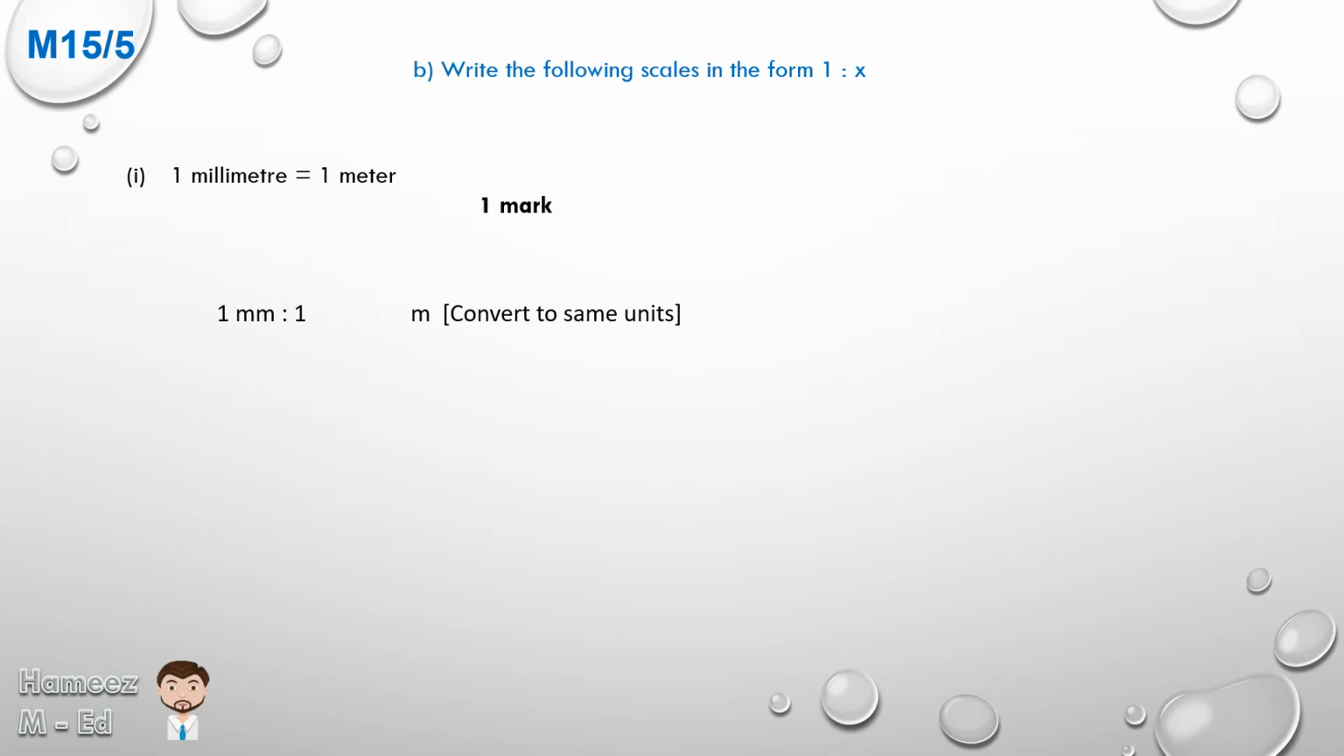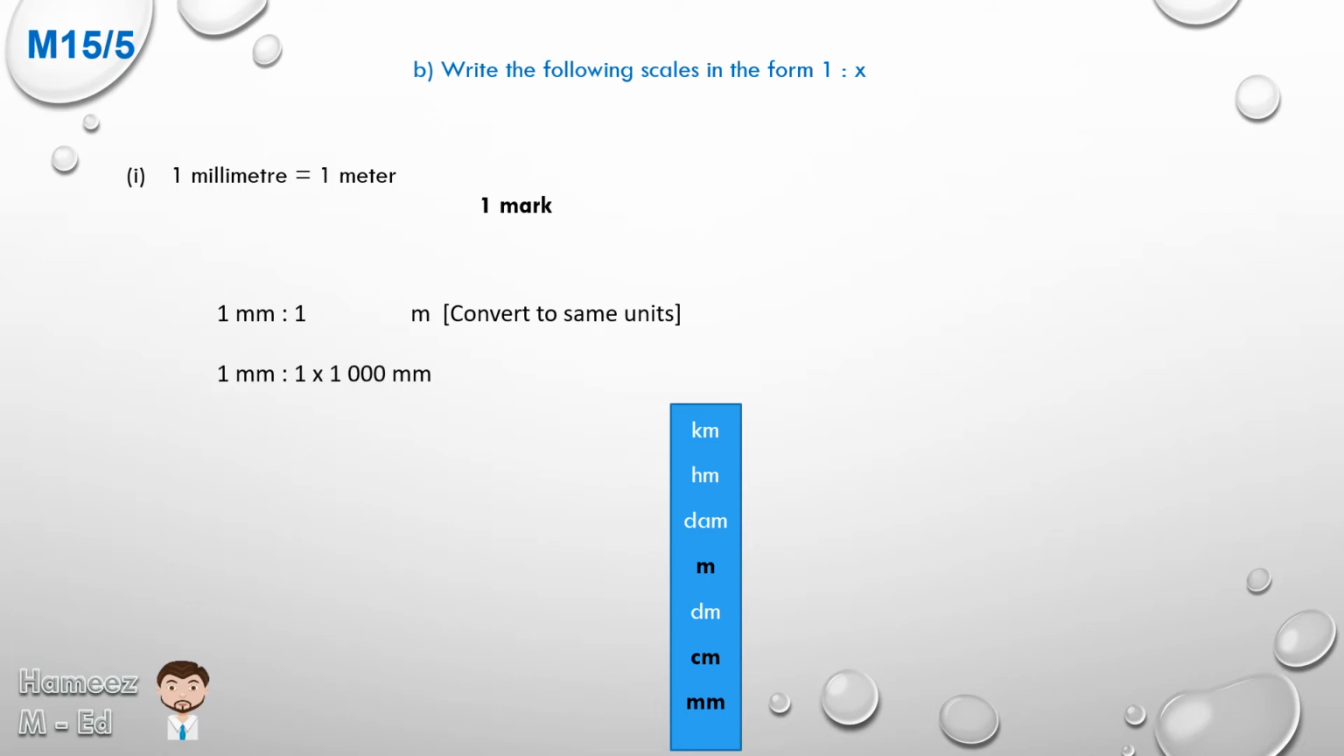And let's recall the ratio from millimeters to meters. If we want to find it in terms of a scale, we want to have it in the same units. So let's convert meters to millimeters. And if we look at our scale, we can see from meters to millimeters, we are going down. How many steps? Millimeter went to decimeter, that's 1. Decimeter to centimeter, 2. And then centimeter to millimeter, 3. So that's 3 steps, so it's 3 zeros. So it means that 1 meter is equal to 1,000 millimeters.